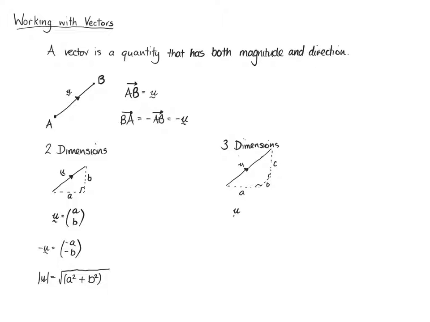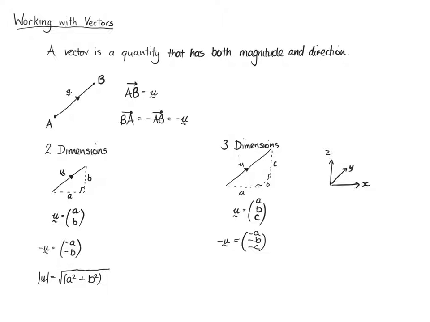So if we've got 3 dimensions, our vector is denoted as (a, b, c), assuming that our x direction's like that, our y direction's the one going backwards, and our z direction's the one coming up on that diagram. Right, so it's the same. The negative of the vector is just equal to (negative a, negative b, negative c). That's the component form.